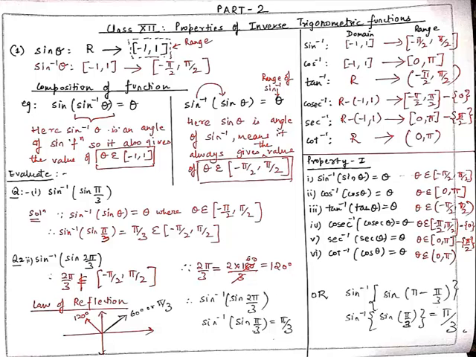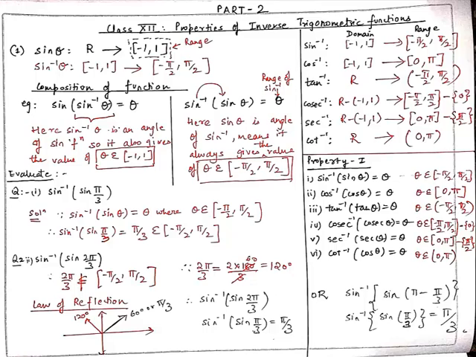So I have made a table of property 1, that is sine inverse sine theta equal to theta, cos inverse cos theta equal to theta, tan inverse tan theta equal to theta, and so on. This condition is true only when theta belongs to these ranges as given in the video.